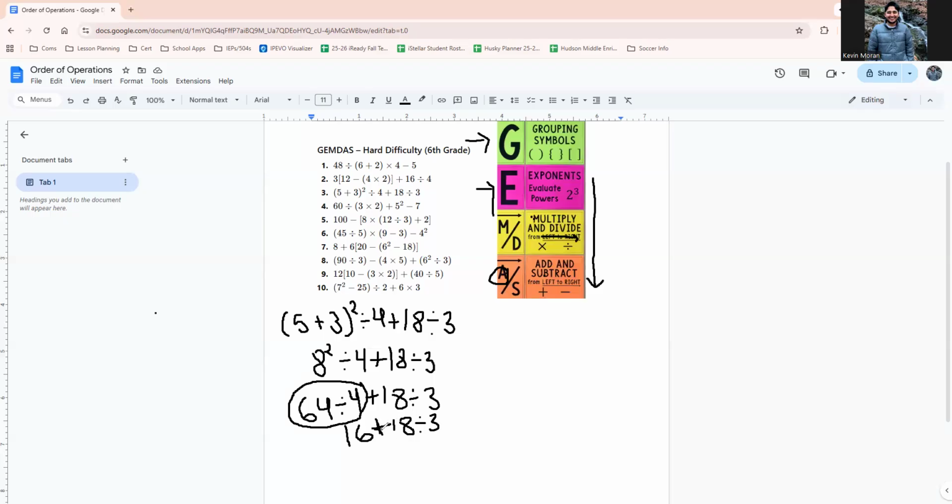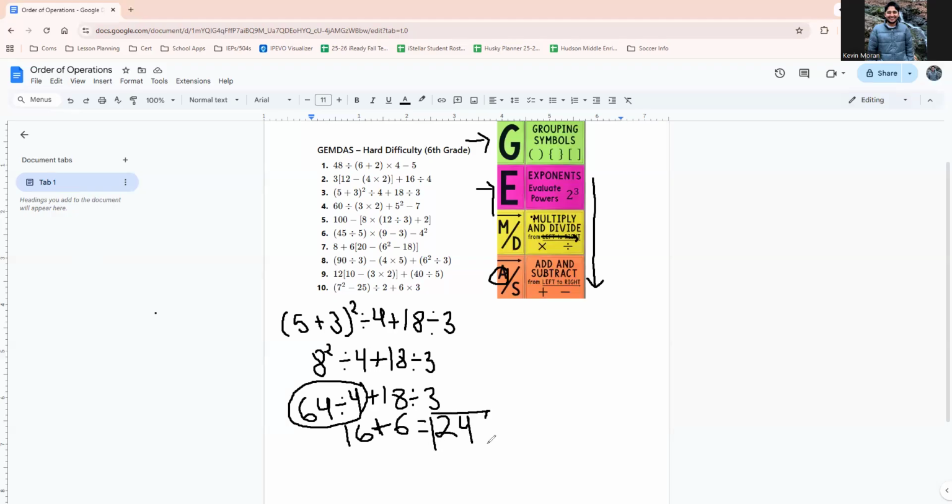I mean, I can do it in two steps. I can do this, rewrite everything, and then do this. Or I can just do 18 divided by 3 at the same time that I do 64 divided by 4. So I'm going to do that actually. Let me get rid of this. And then 18 divided by 3 is 6. And 16 plus 6 is 24.